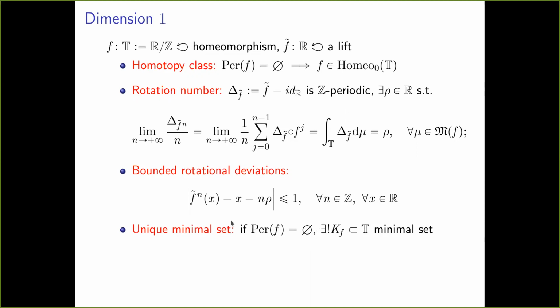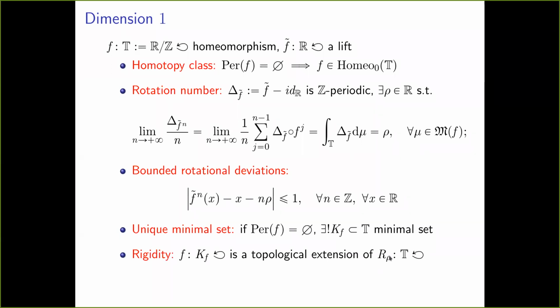And if you put together this boundedness of rotational deviations, you use this property to study the dynamics of the minimal set, you can easily show that you have a property that I call rigidity here, that is that the dynamics of F restricted to this minimal set is in fact a topological extension. This minimal set is a topological extension of the corresponding minimal rotation.